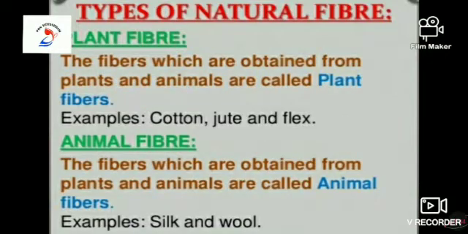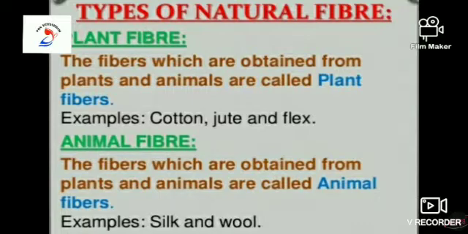Yesterday we saw the types of natural fibers. Plant fiber: the fibers which are obtained from plants are called plant fibers. Examples: cotton, jute and flax. Last year we read about cotton, which climate is suitable for it, and how we convert this cotton fiber into fabric. We undergo many processes here. The first one is the ginning process, the separation of cotton. The next one is spinning, then knitting, then we send it to looms.